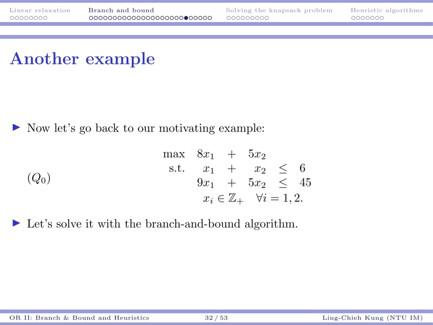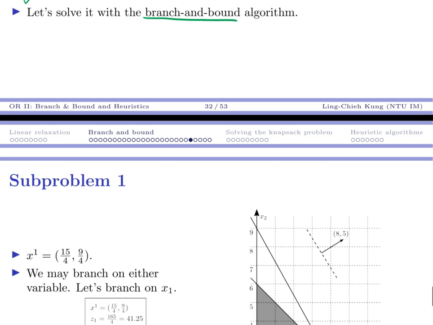Okay, so now let's move on to our next example. This example is actually our motivating example. We have two constraints, one maximization objective function, and again, all the variables should be integers. So let's try to solve this problem with branch and bound.